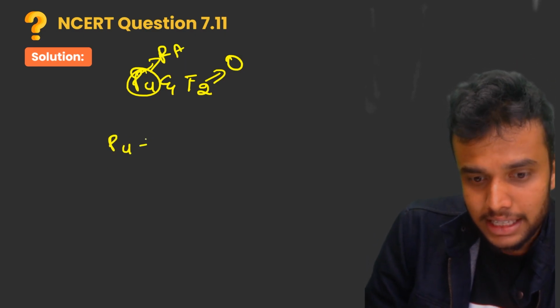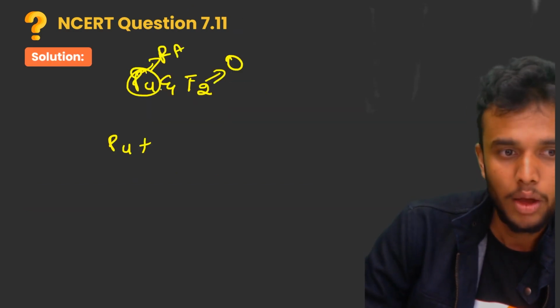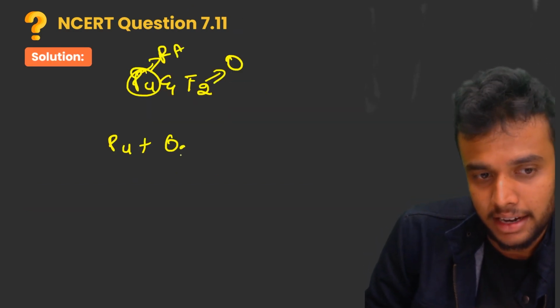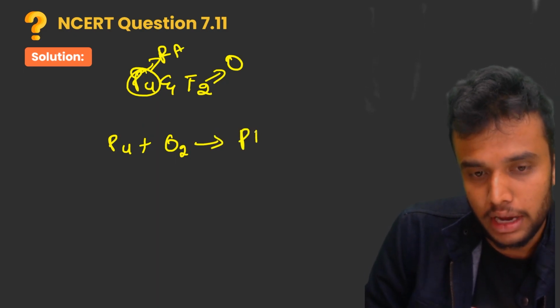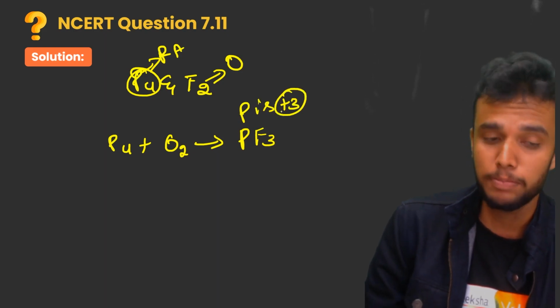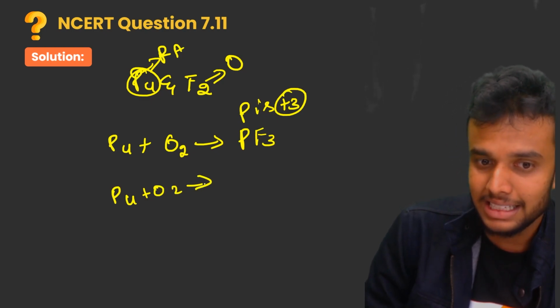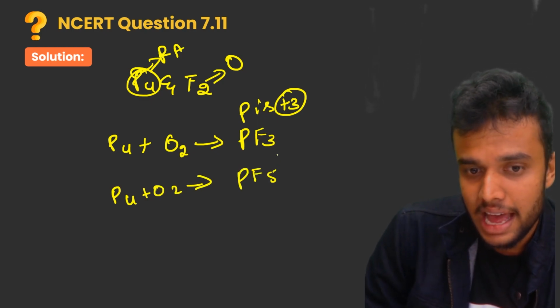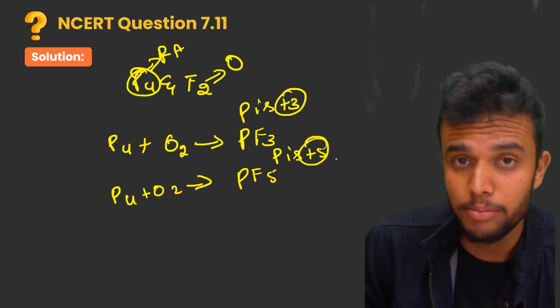Whenever the reducing agent is limited, right students? Yes, oxidation state, reducing agent. Whenever the reducing agent is in excess, what does it form? PF3. In this case, the oxidation number of phosphorus is +3. Whenever the reducing agent is in excess, it forms PF5. In this case, the oxidation number of phosphorus is +5.